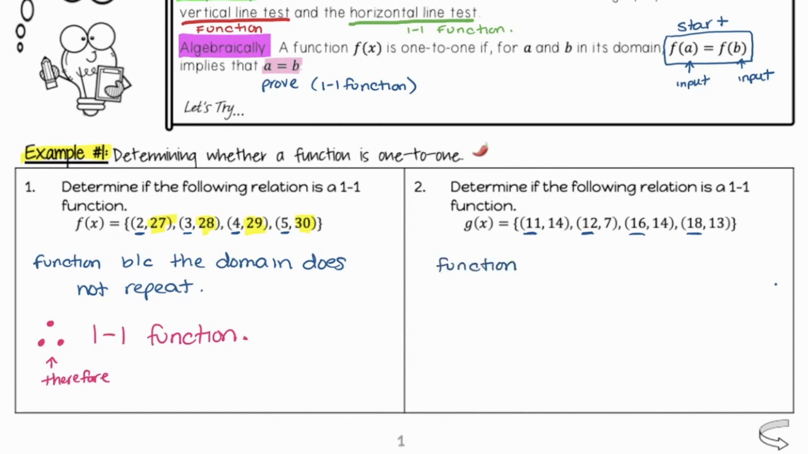Since it's a function, now I'm going to look more closely and determine if it's one-to-one. And I already see an issue here. That 14 is repeated. Since that 14 is repeated in the range, that means that we do not have a one-to-one function. So I'm going to say, therefore, not a one-to-one function. So let's look at our next example.